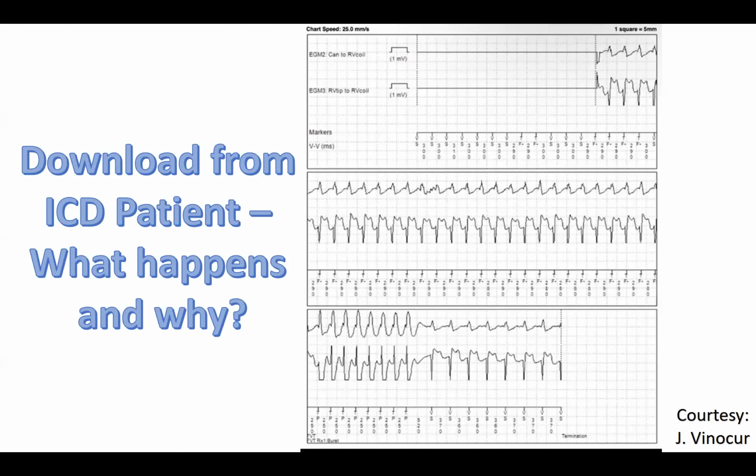Okay, so this is a tracing from a patient who has a defibrillator. And the question I have for you is what's going on in this tracing and why?